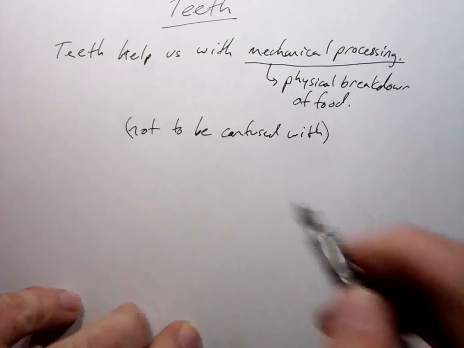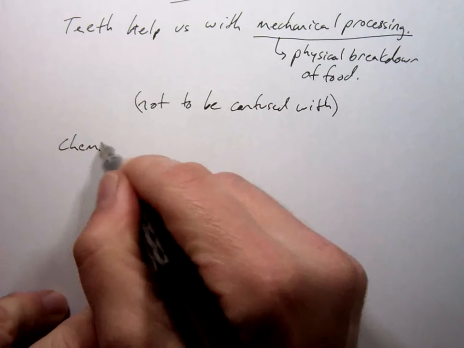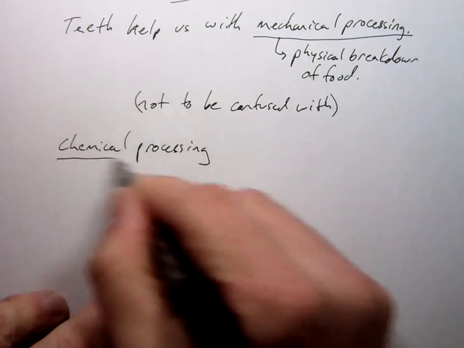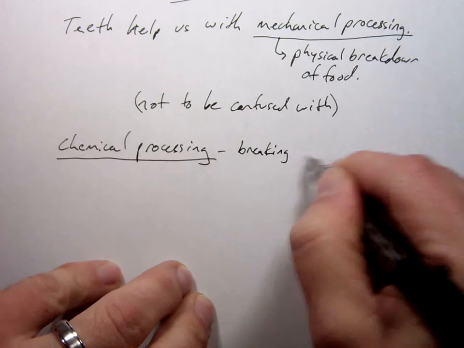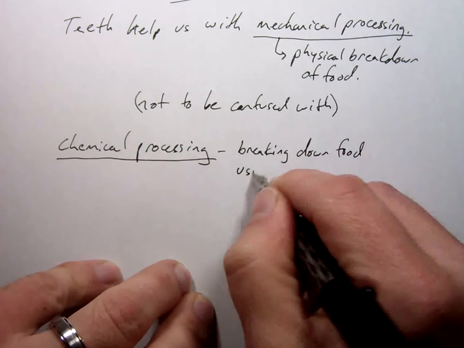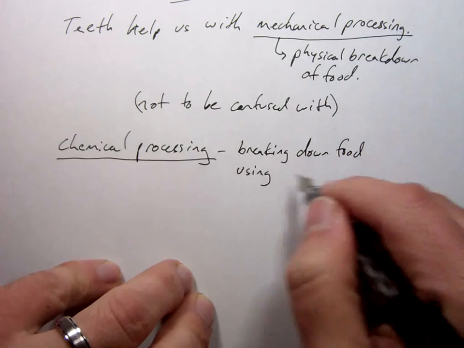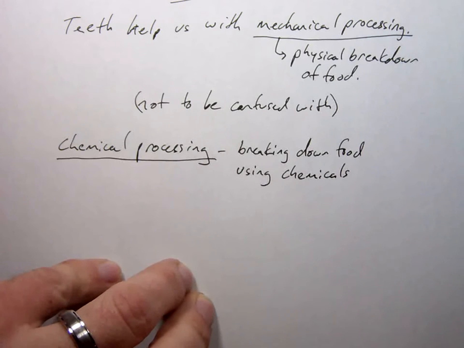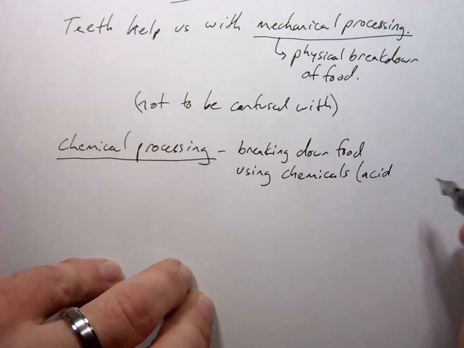what? Chemical processing. Yes, indeed. Chemical processing is breaking down food using what? Chemicals. That's a great definition. Like what? What kind of chemicals? Hydrochloric acid, yeah. Acid, HCl, the stuff from the stomach.